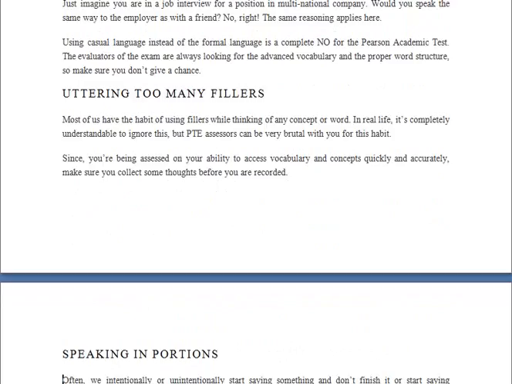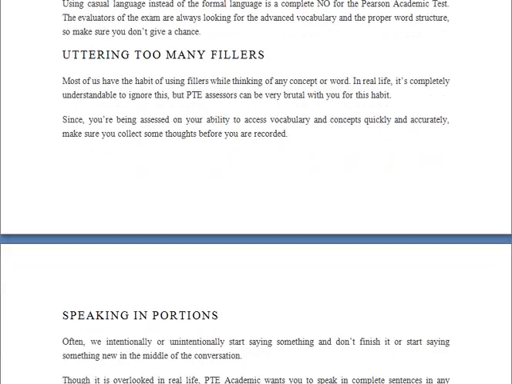Uttering too many fillers. Most of us have the habit of using fillers while thinking of a concept or word. In real life, it's completely understandable to ignore this, but PTE assessors can be very brutal with you for this habit. Since you are being assessed on your ability to access vocabulary and concepts quickly and accurately, make sure you collect your thoughts before you are recorded.